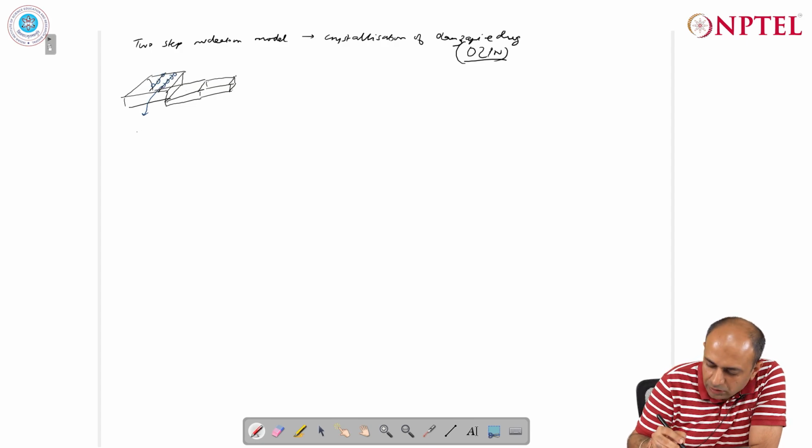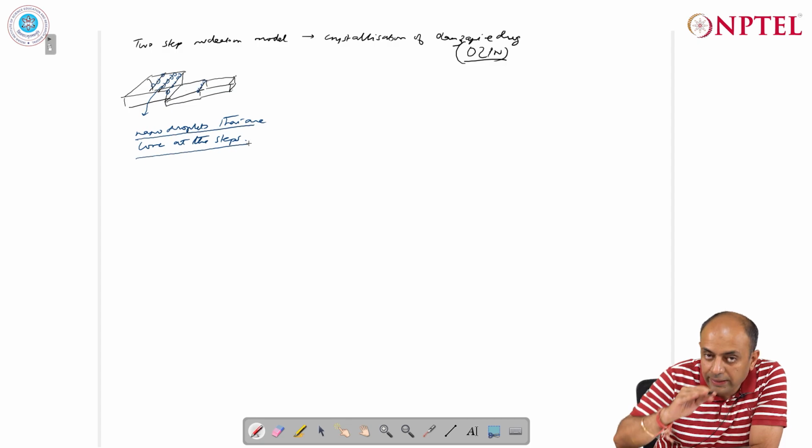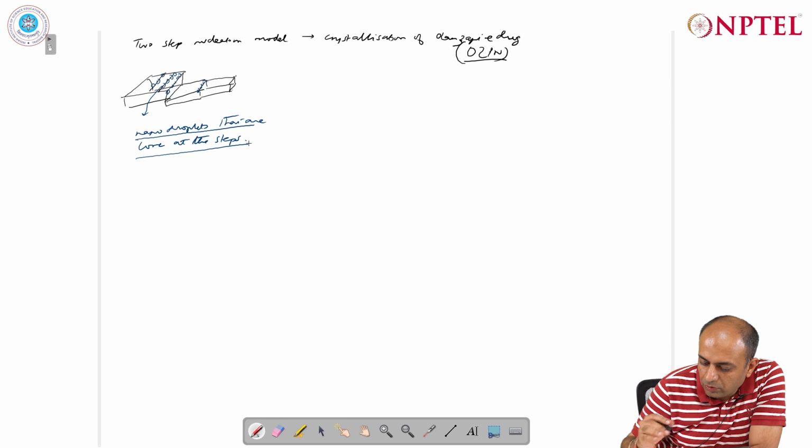is the formation of nano droplets that are concentrated at the steps. So you have these nano droplets that are concentrated at the steps which correspond to the surface of the crystalline form of olanzapine, and it is these nano droplets which are initially formed that now get converted into the corresponding crystalline form.